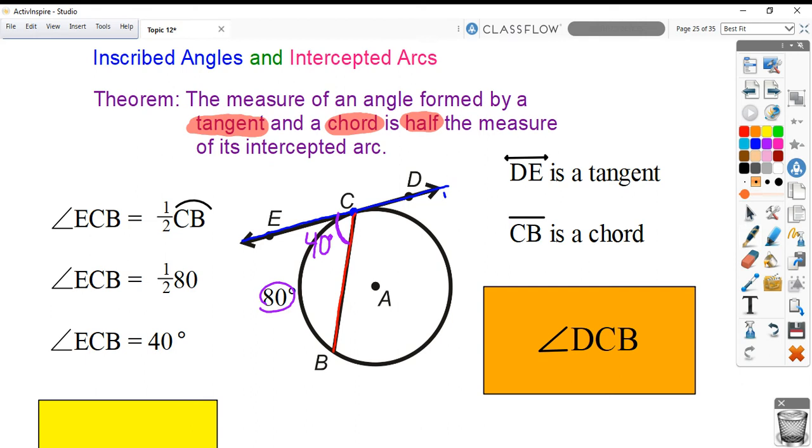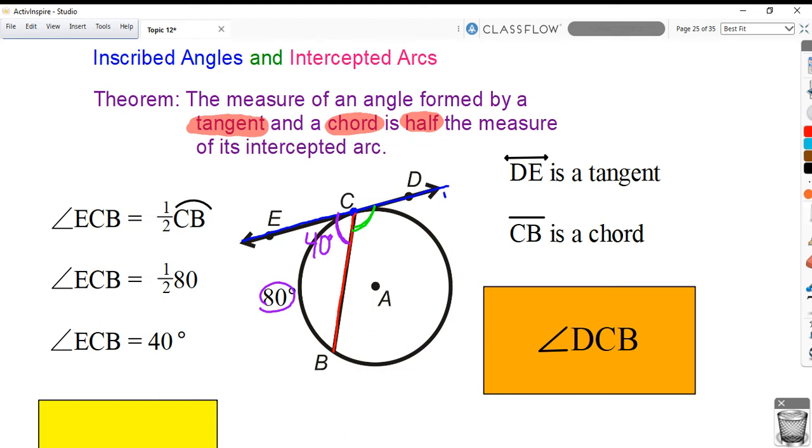Now here's the question. What does that mean for this angle, angle DCB? I want y'all to think back to way back closer to the beginning of the year when we talked about a linear pair of angles. A linear pair of angles is when you've got two angles right directly next to each other that make up a straight line going across. And I'm looking at line DCE as a straight line that goes across here. Line DCE is made up of two angle parts.